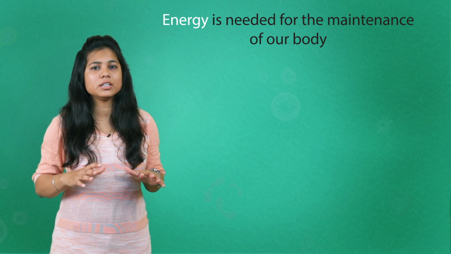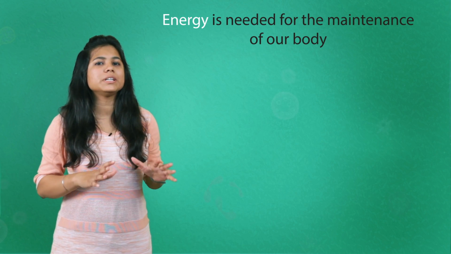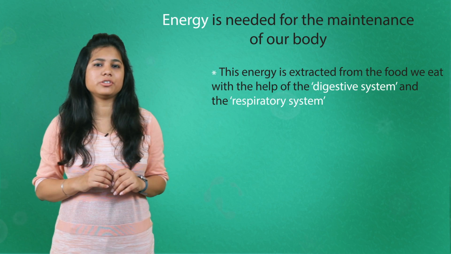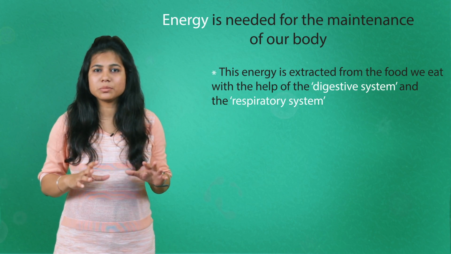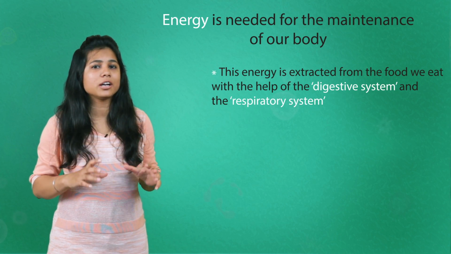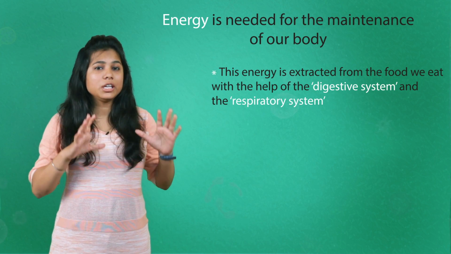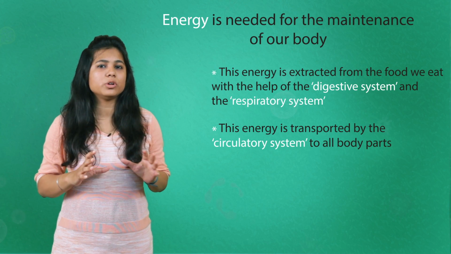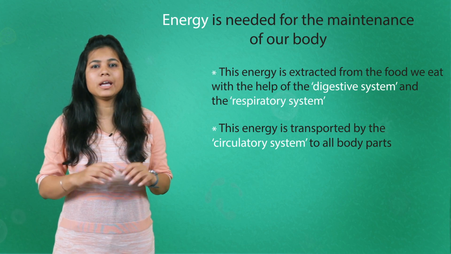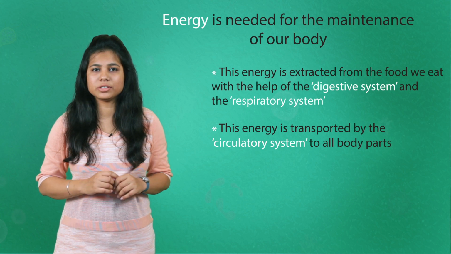perfect health-wise. For this purpose, we require energy, and this energy is extracted by the digestive system and the respiratory system. Now, these two systems work together and derive the energy from the food we eat. Now, this energy needs to be transported to every part of our body. And this is done by the circulatory system.